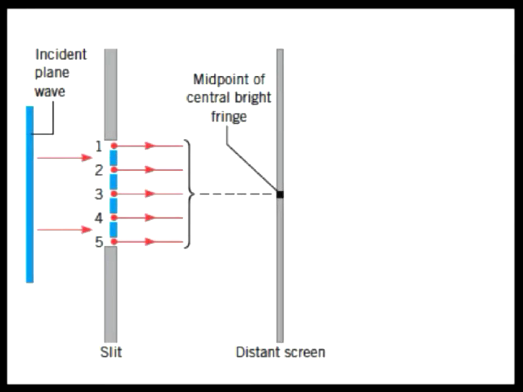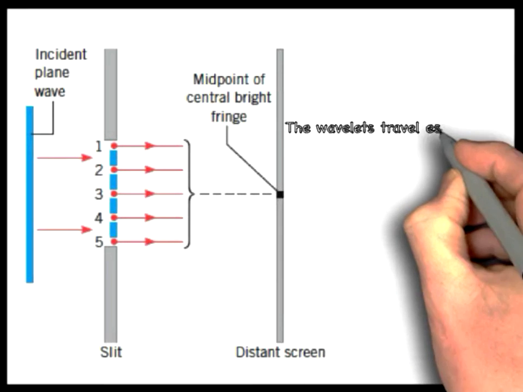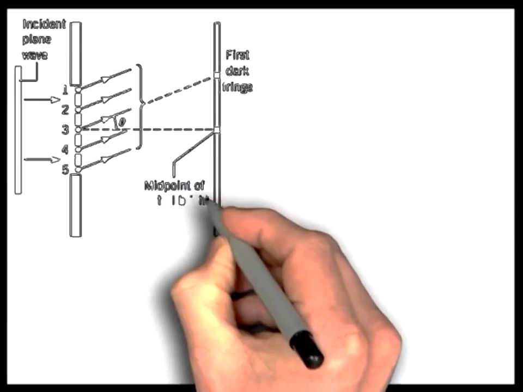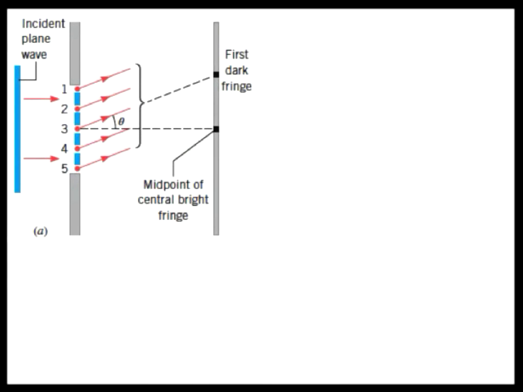To simplify things, the screen is assumed to be far from the slit so that the waves from each Huygens source are nearly parallel. Then all the wavelets travel virtually the same distance to the midpoint. Their optical path length difference is 0, and they arrive there in phase. As a result, constructive interference creates a bright central fringe on the screen directly opposite the slit. The wavelets emitted by the Huygens sources in the slit can also interfere destructively on the screen, as the figure illustrates. As we move up along the screen away from the central bright fringe, we come to an angle theta that locates the first dark fringe.